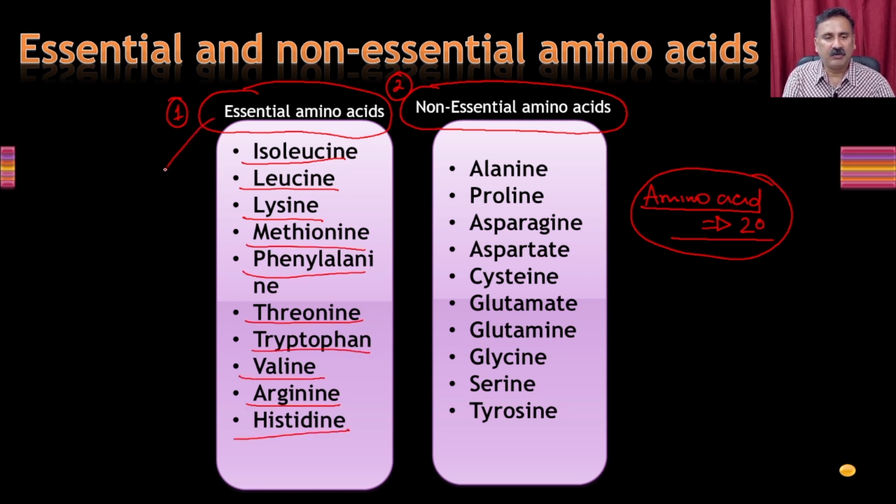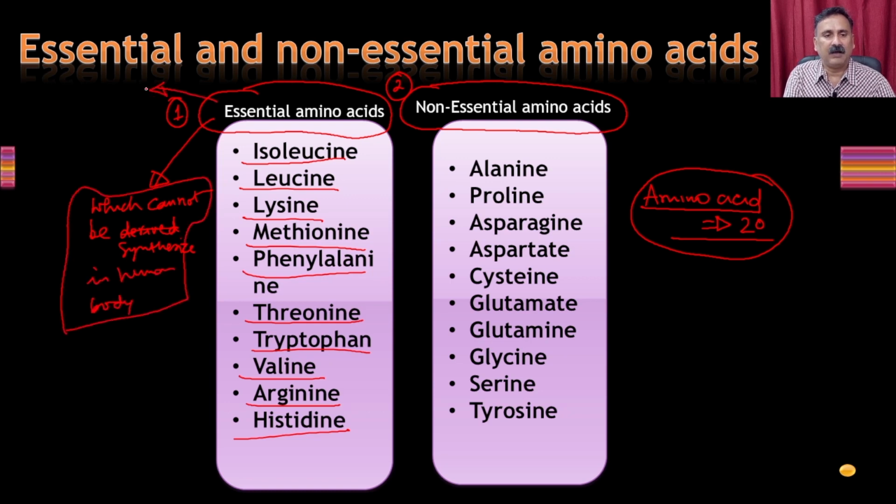What are essential amino acids? Essential amino acids are the amino acids which cannot be synthesized in the human body, or animal body. So they are synthesized in plants, and from the plant you receive them into the human, and that's why these are called essential amino acids, because we don't have the amino acid synthesis pathways for these amino acids.